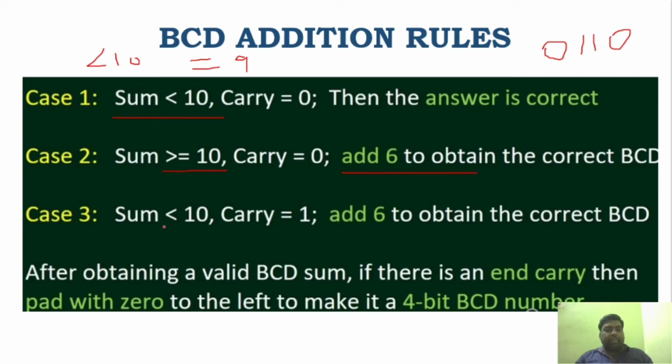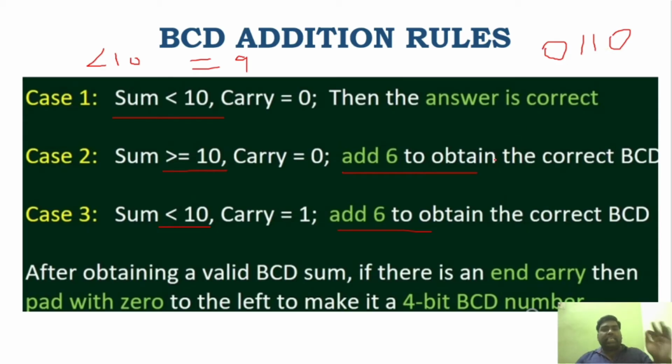Similarly, if the sum is lesser than 10 and if it produces a carry, what we have to do is add 6 to obtain the correct BCD form. So the rule is very simple. If it is less than 10 and there is no carry, then the answer is correct, so we don't have to do any changes. If it is greater than 10, or if it is lesser than 10 and it produces a carry, then it is not a valid BCD form. We have to add 0, 1, 1, 0 along with the sum.